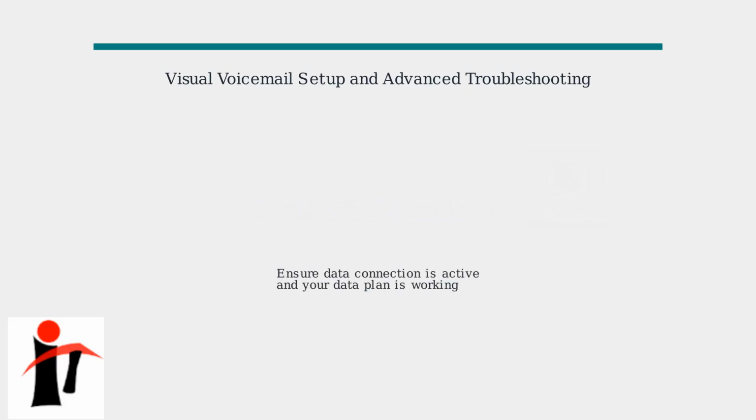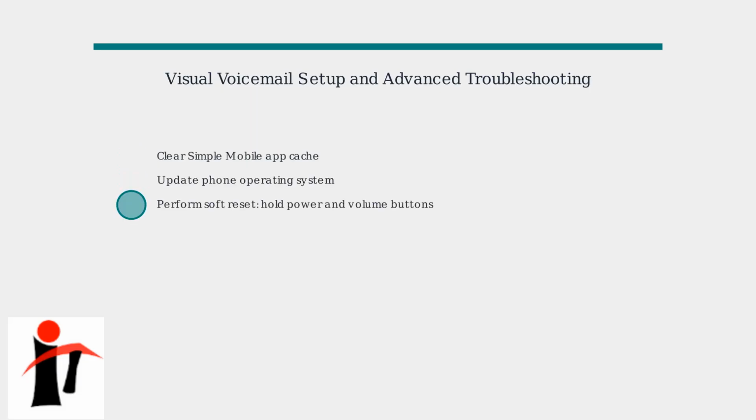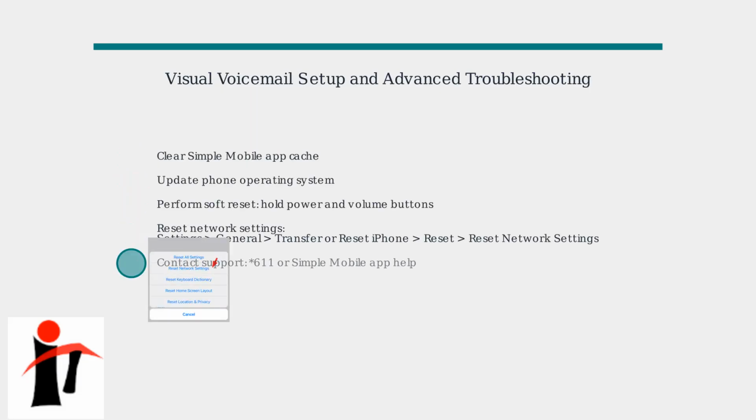Visual Voicemail relies on a data connection, so make sure your data plan is active and you have a good cellular signal. If problems persist, try these advanced troubleshooting steps. First, clear the Simple Mobile app's cache.